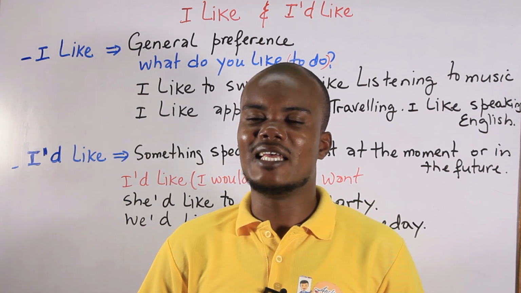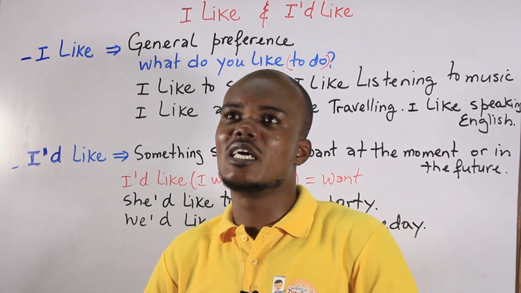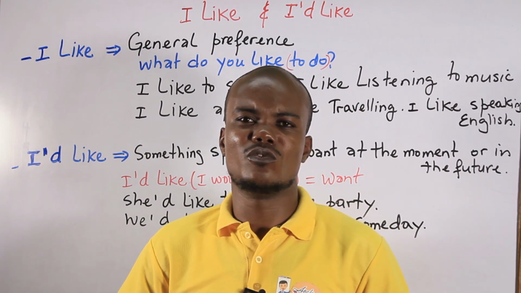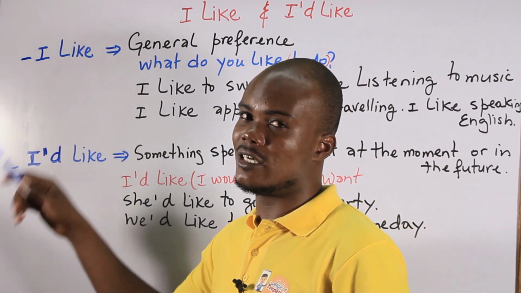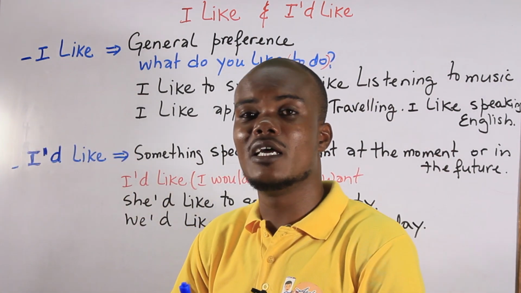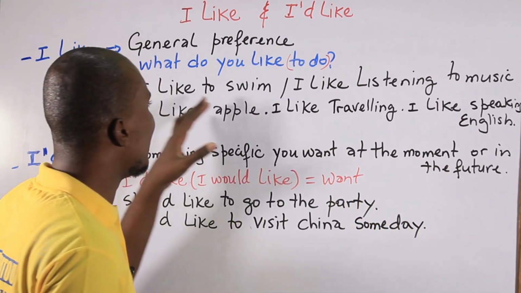Okay? I like. Some people like eggplant. Some people like other things. Some people like to travel. Yes, when you're talking about something that you prefer, you can use I like. When talking generally about what you like, you use I like. For example, I like to swim.